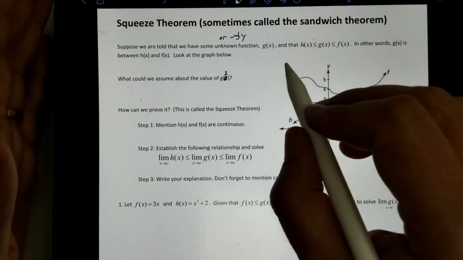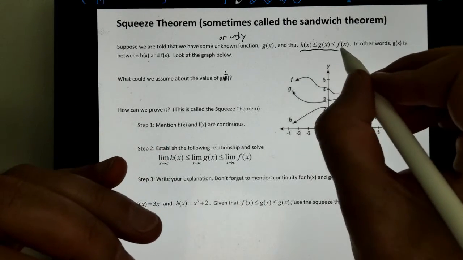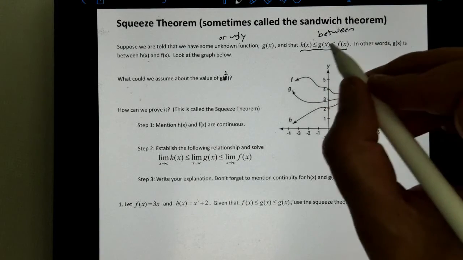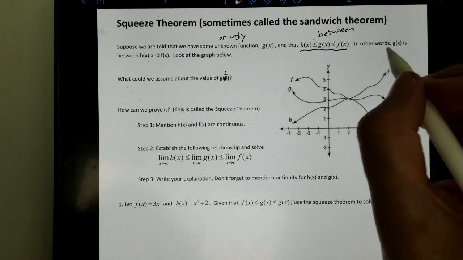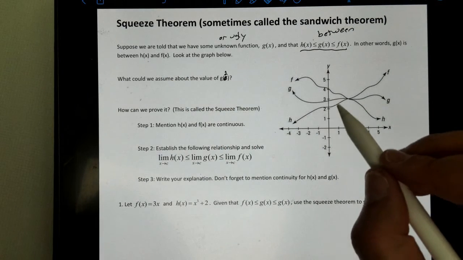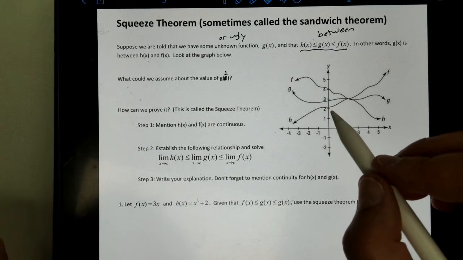And we're told this statement right here. Now, earlier in another video, we said that this statement means we are between. So in other words, we're saying that g is between h of x and f of x. So let's look at the graph below. What could we assume about the value of g of 2?